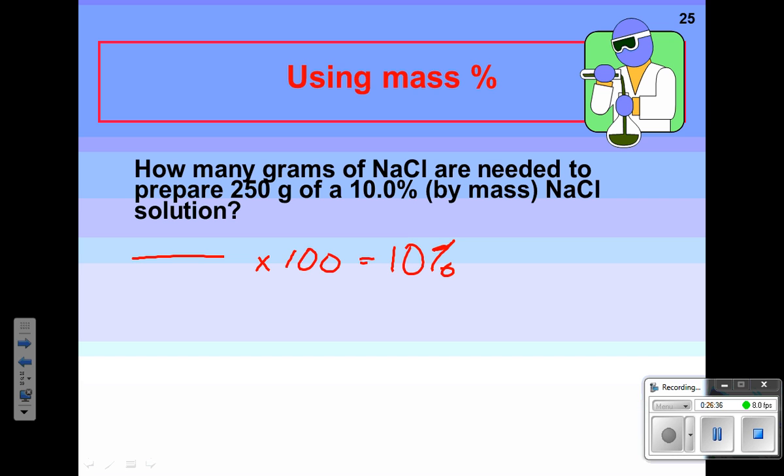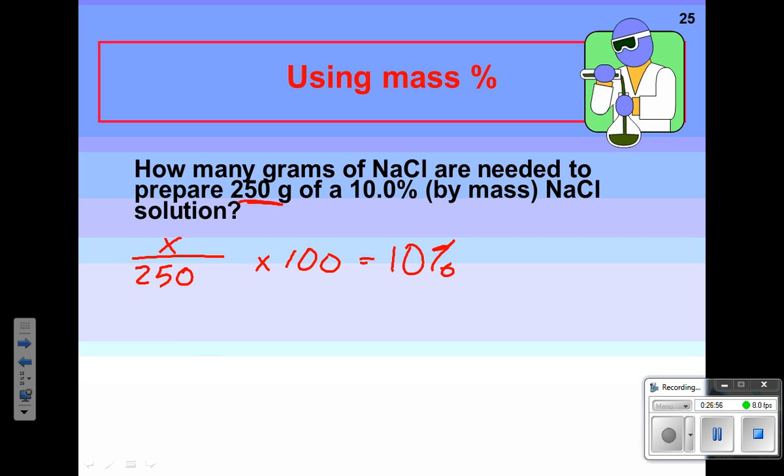Almost. He said that he needed to prepare 250, so that's a total amount. 250 and then just x, right? Because I already have the total amount. That's a 250 right here. But I don't know what added to make that 250, right?